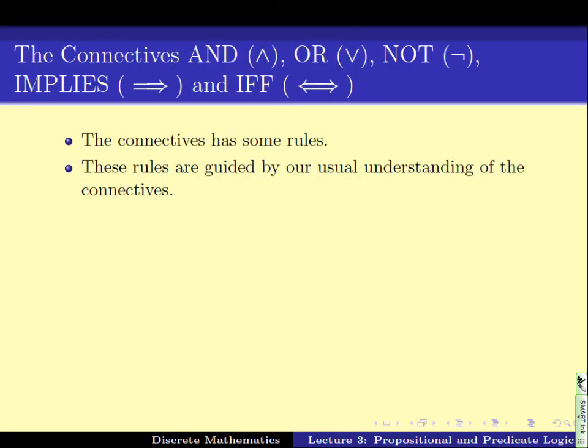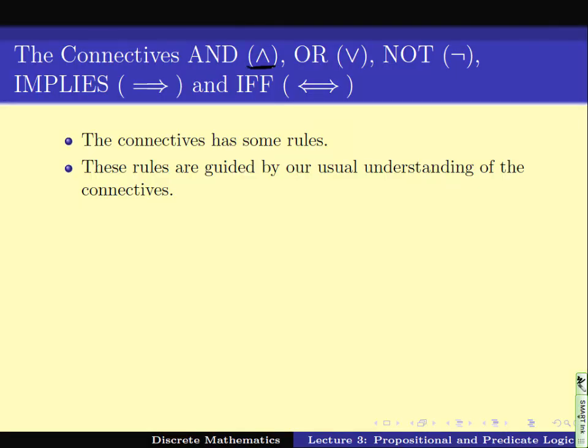Now, the connectives and, or, not, implies, and if and only if satisfy some rules. And these rules are guided by our usual understanding of connectives. By the way, the connective and in mathematical terms is represented using this particular notation, or is represented using the inverted V, not with this notation, implies with this implication mark, and if and only if with the double implication mark in either direction.